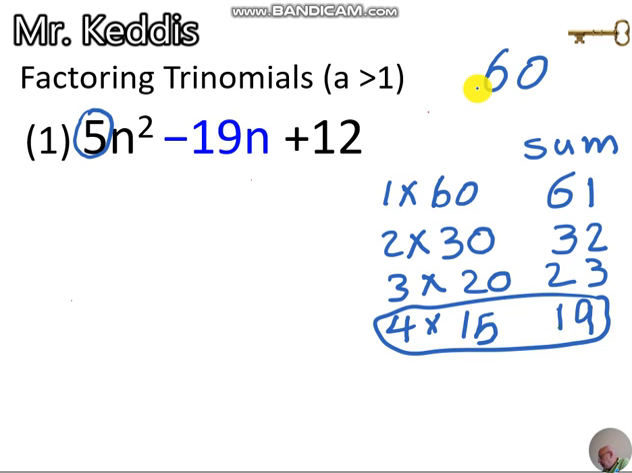Because the sign here is positive, both signs must be the same: 4 times 15 or negative 4 times negative 15. Because a negative times a negative gives positive 60. Here 5n squared times 12, I get 60n squared. I'm going to choose 4n times 15n.